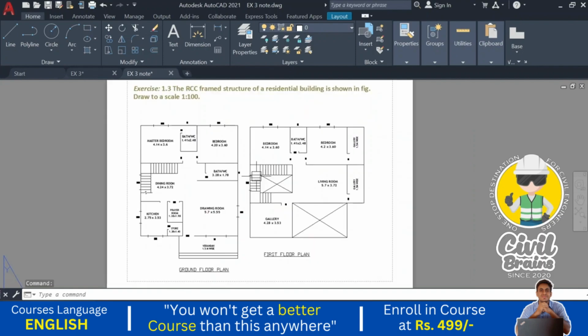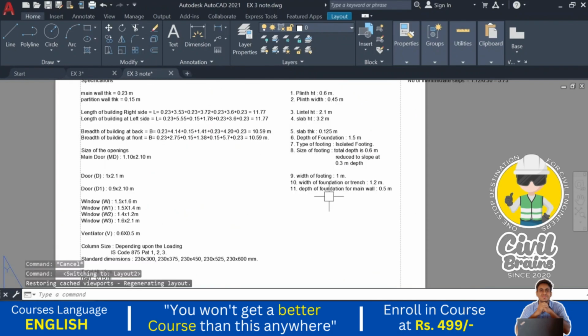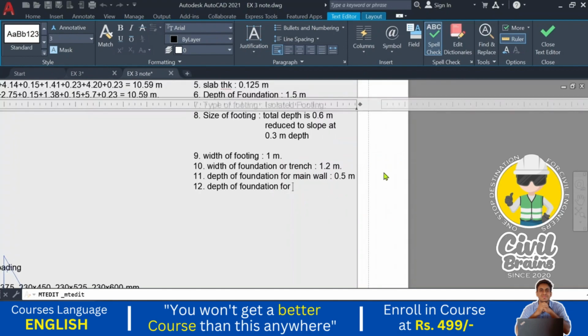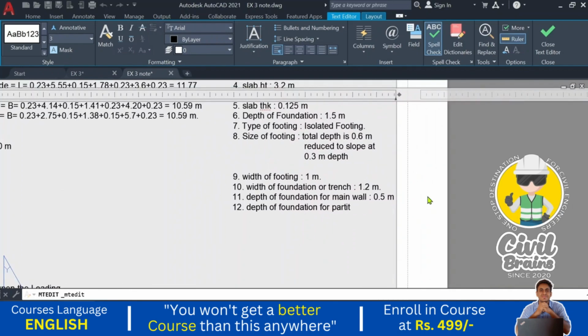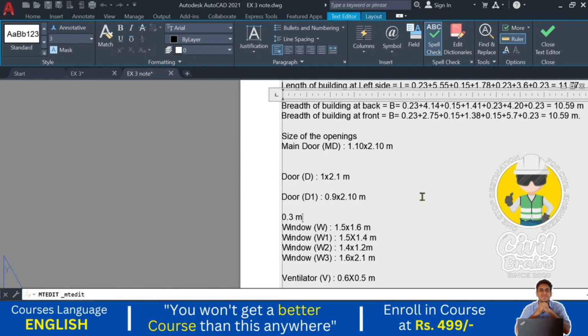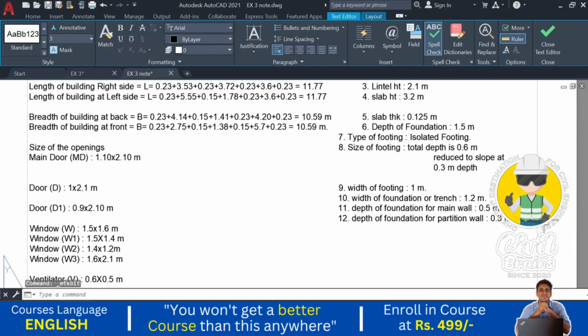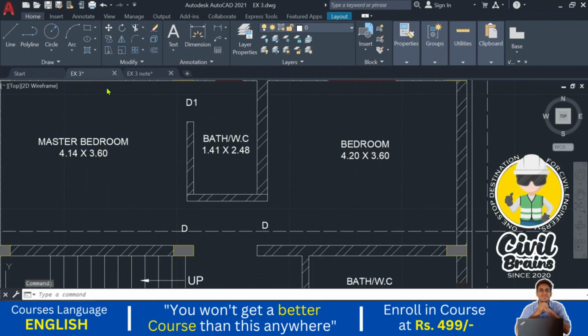I just write here. Right here we have taken that one, depth of foundation for secondary wall or partition wall, as 0.3 meter. So we have taken that one.